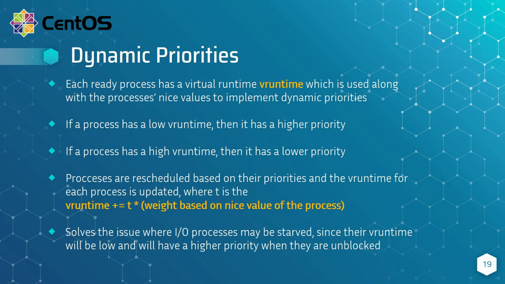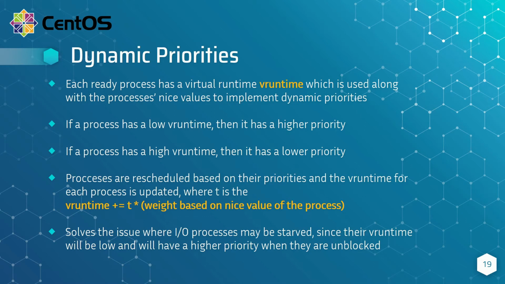We'll talk about what dynamic priorities are, since this is used only in the user process or normal process. Each ready process has a virtual runtime, called the vruntime, and this is used along with the nice values to implement these dynamic priorities. If a process has a low vruntime, then it has a higher priority, because if a process hasn't gotten execution time, then we do want to prioritize that. Likewise, if a process has already gotten execution time, then it will have a high virtual runtime assigned to it, which means that it has a lower priority.